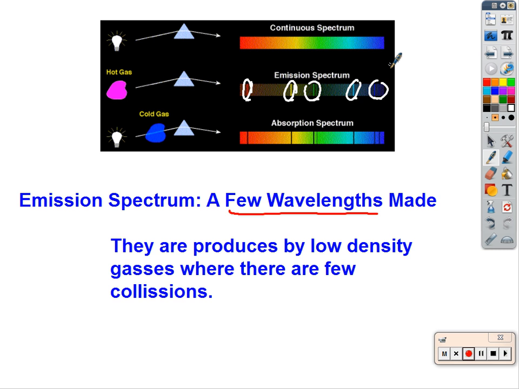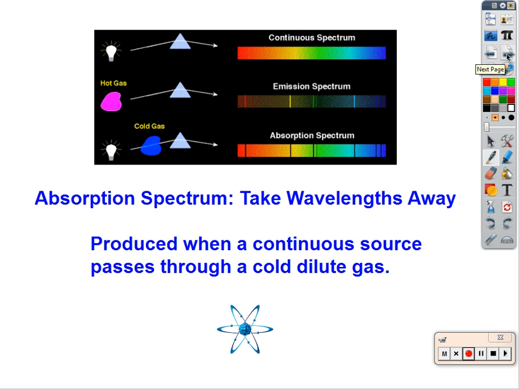The third and final type of spectrum is an absorption spectrum, and it's different from the other two in that we're not talking about producing wavelengths of light, we're taking wavelengths away. We're removing light from a source. So we start off with something like a regular light bulb that's producing a continuous spectrum. It's got every color in it.